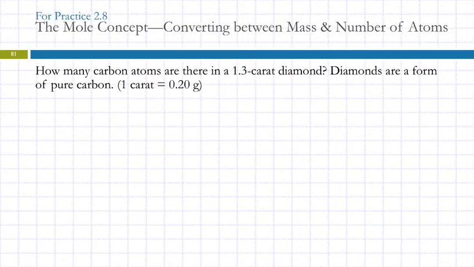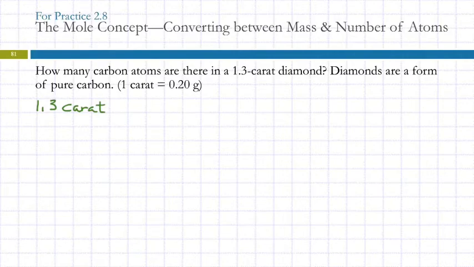So how many carbon atoms are there in a 1.3 carat diamond? And some information we need. Diamonds are a form of pure carbon, and 1 carat is equal to 0.20 grams. So the number that we're given in this problem is 1.3 carats of diamond, right?